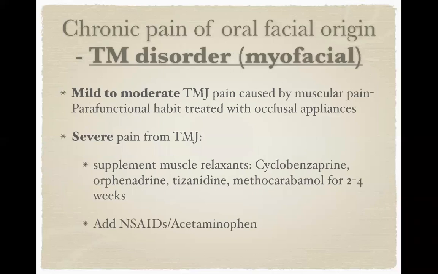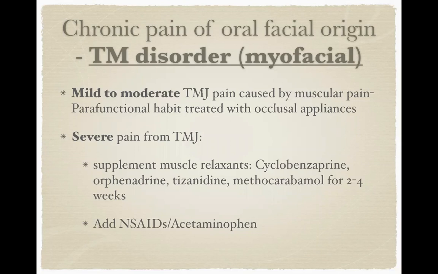So acute pain, as we discussed, is usually resolved by targeting the cause of the pain. Chronic pain, however, is resolved by managing the symptoms. So, for example, if there's a patient that has temporomandibular disorder, the TMJ, caused by muscular or myofascial pain, it is usually treated with physical therapy or cognitive or behavioral modalities.